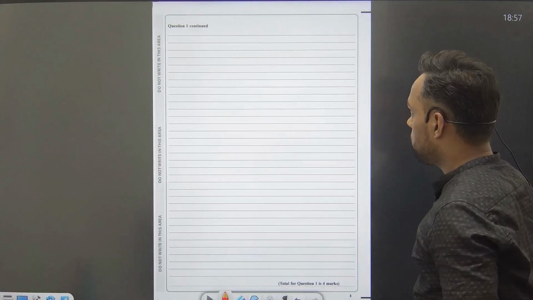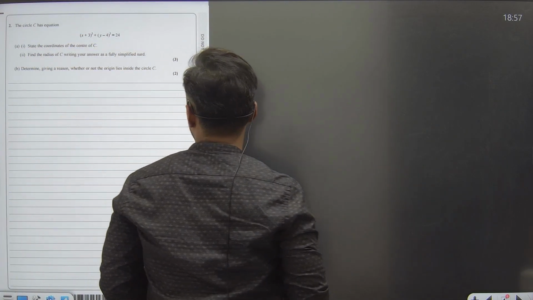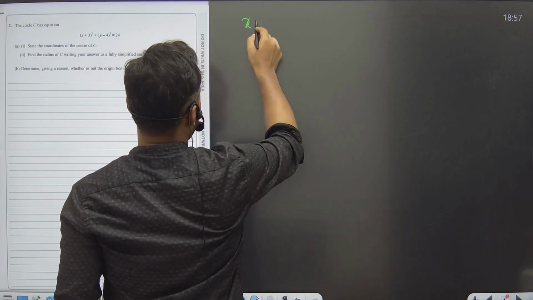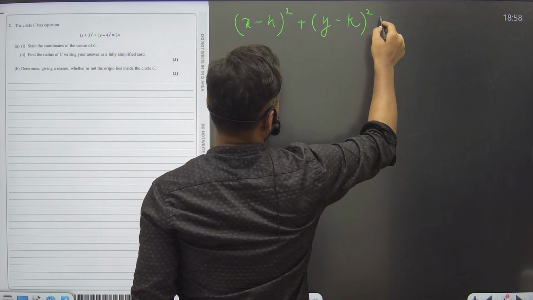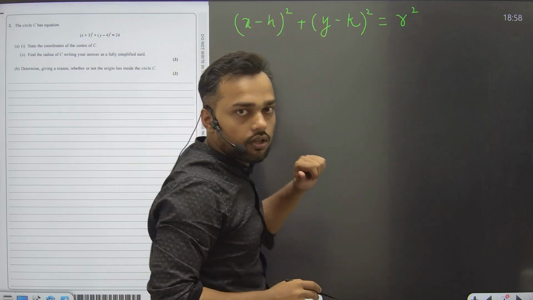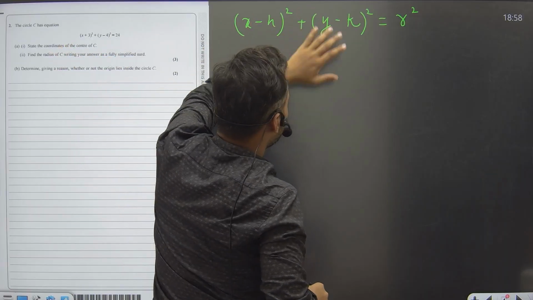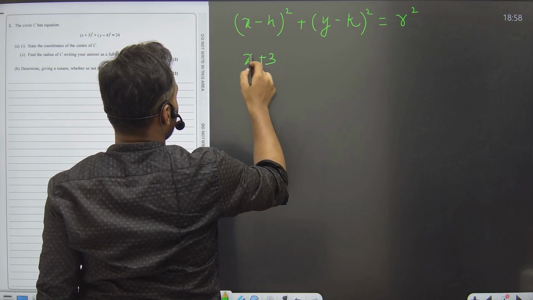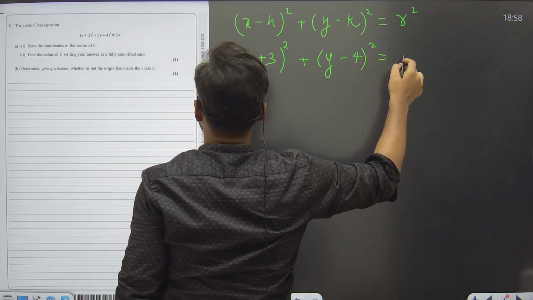Now next, move to the next question. The circle C has an equation (x plus 3) squared plus (y minus 4) squared equals 24. What we know, students, what is the equation of a circle? (x minus h) squared plus (y minus k) squared is equal to r squared. This is the general equation of a circle. Now, if I compare the given equation with the general equation of the circle, I'll directly write here what the equation they have provided us is 24.